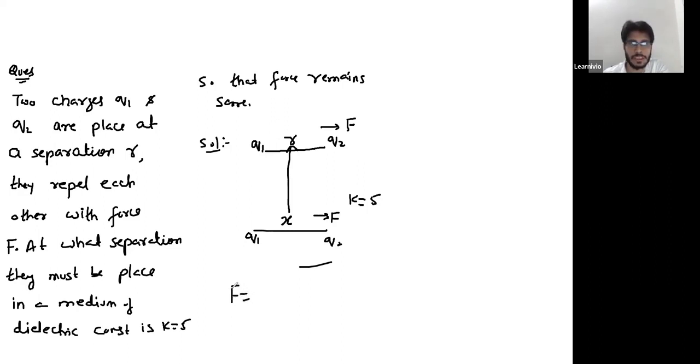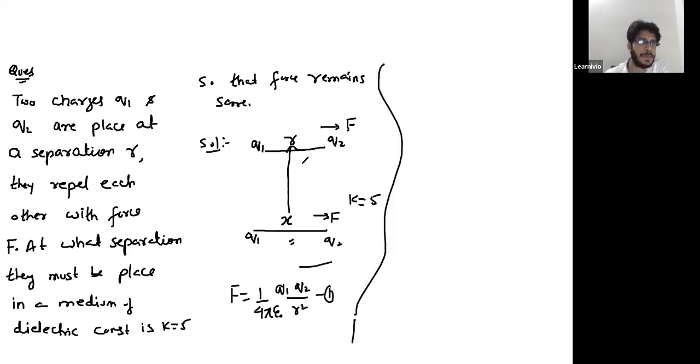When the charges are in free space, the force is 1 over 4 pi epsilon naught, Q1 Q2 by R squared. That's the first equation. When the charges are placed in the medium, the force is again F. The force is not changing, it's the same. It's 1 over 4 pi K epsilon naught, Q1 Q2 over X squared. That's the second equation. You can simply equate equations 1 and 2.